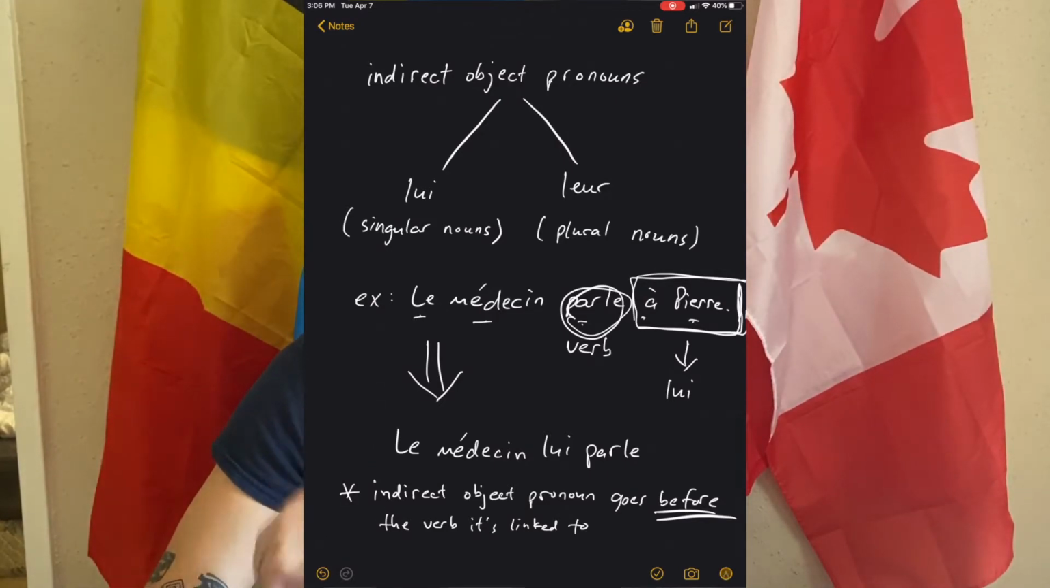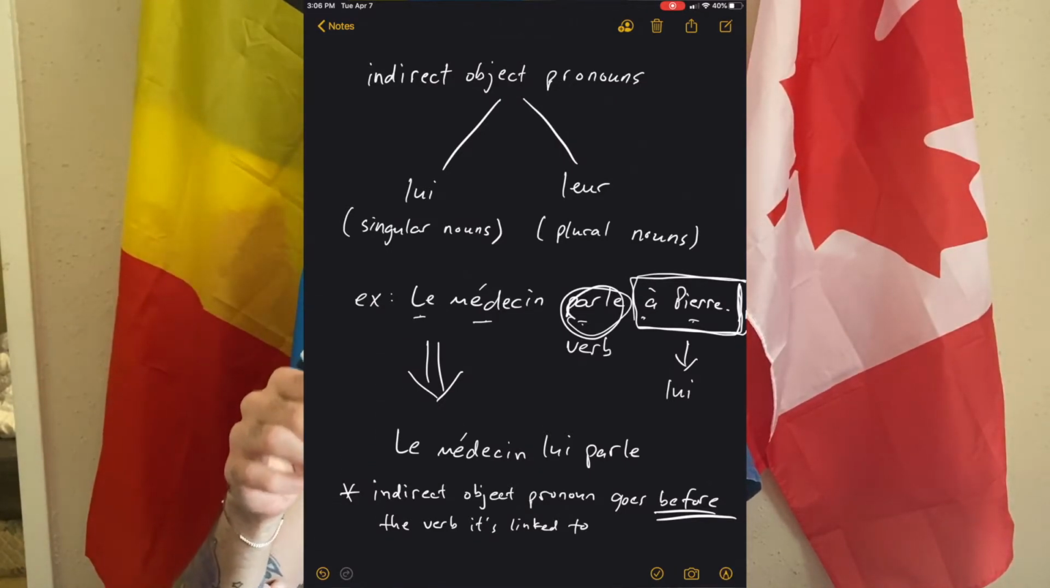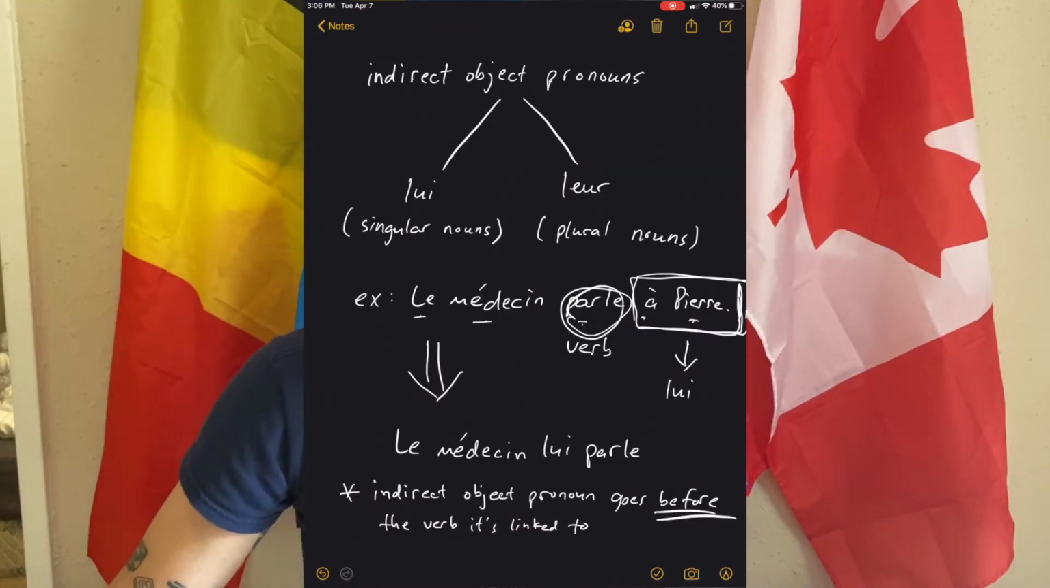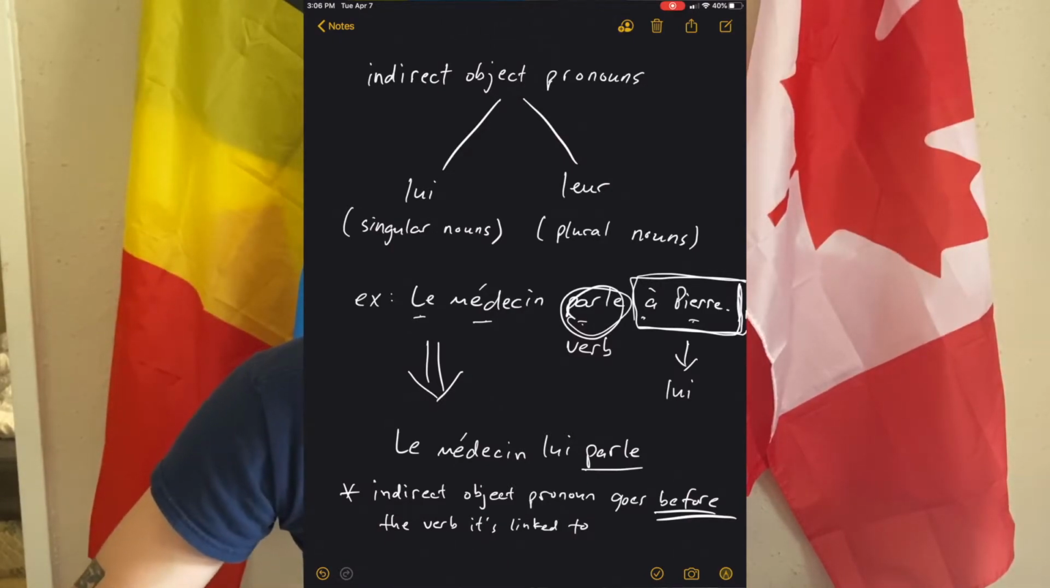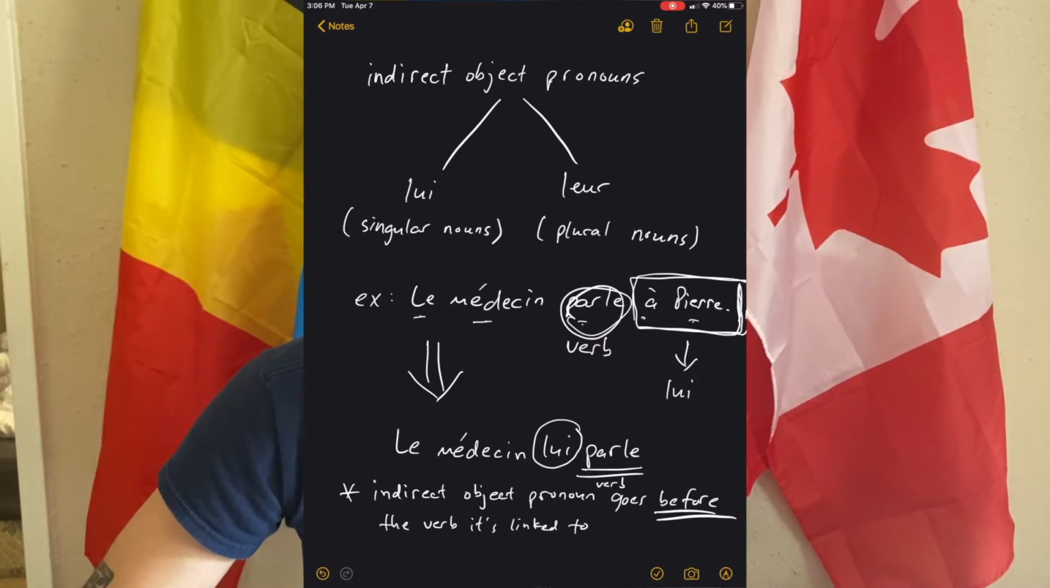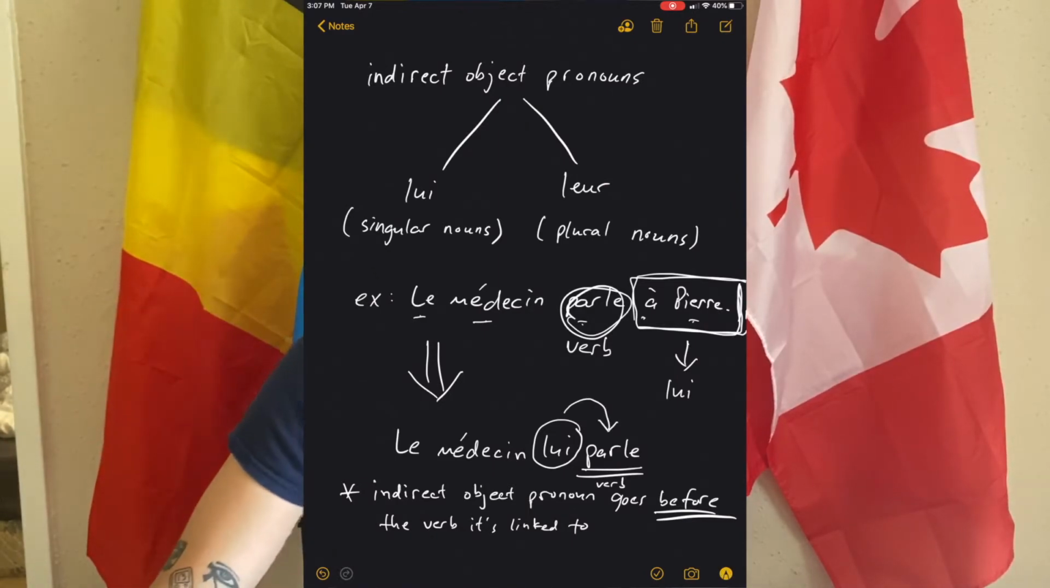So whenever I want to rewrite it, instead of saying the doctor talks to Pierre, I want to say the doctor talks to him. Him is lui in French, and that lui needs to come before parle. So in this sentence right here, I'm back on my example, I have my verb right here, and my indirect object pronoun comes before the verb. Okay? All right, I'm going to do a couple more examples.